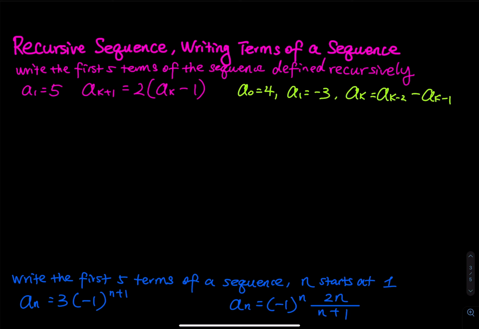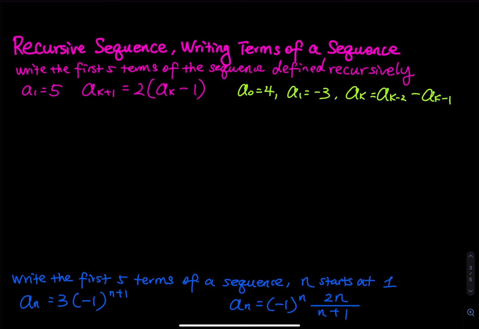What we are going to do in this video is write a few terms of a sequence. Write the first 5 terms of the sequence defined recursively. The first sequence, I have the first term, a1 is equal to 5. I also have the (k+1)th term, which is 2 times the kth term minus 1. Okay, so what is the correct approach?